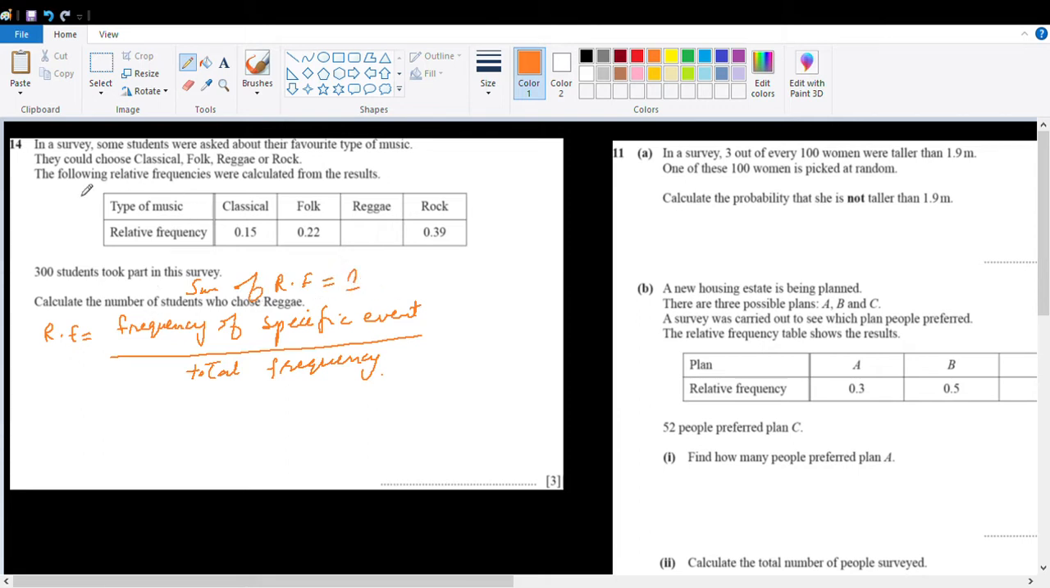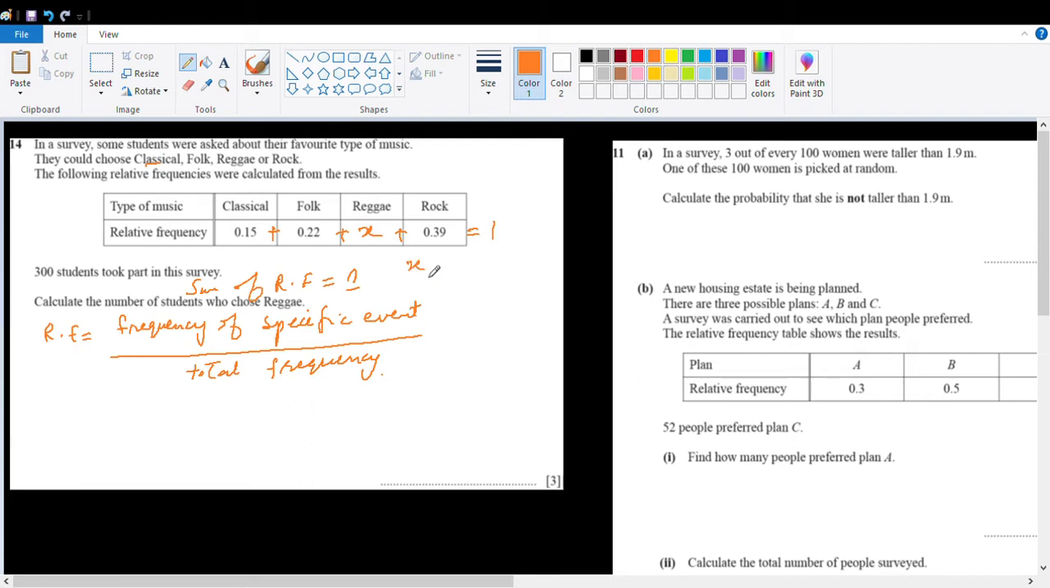So in a survey, some students were asked about their favorite type of music. They could choose classical, folk, reggae and rock. The following relative frequencies were calculated from the result. First of all, let's find out the frequency of reggae. Let's keep it as x, and when we add all of them, that sum is always equal to 1. So we will add all these and subtract from 1.